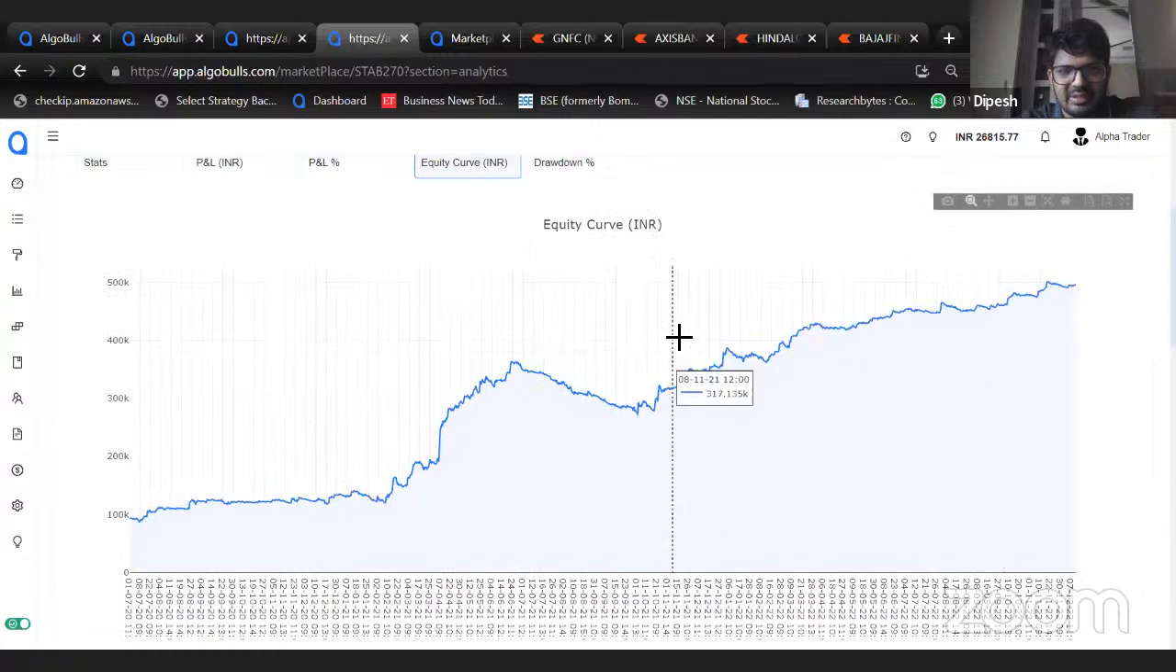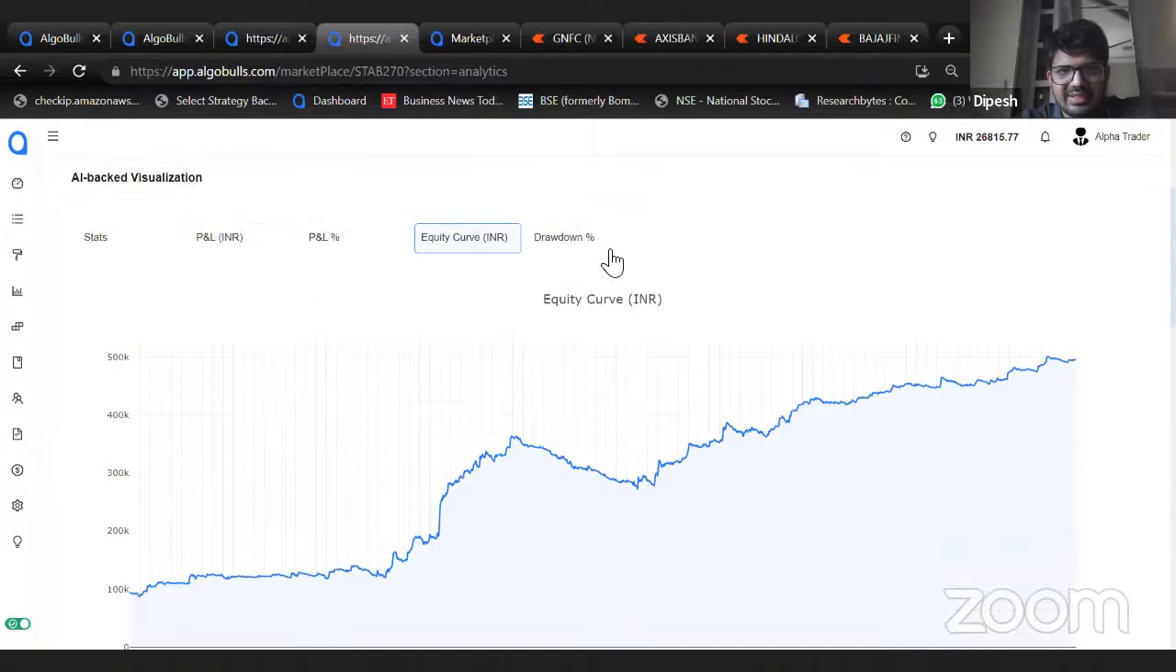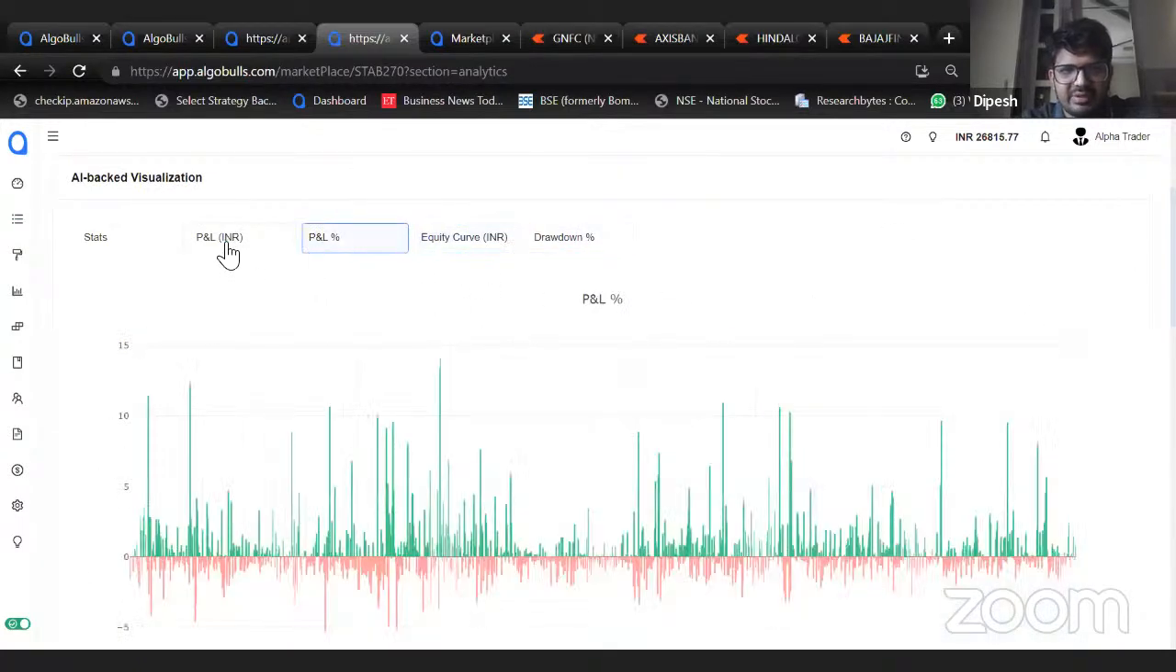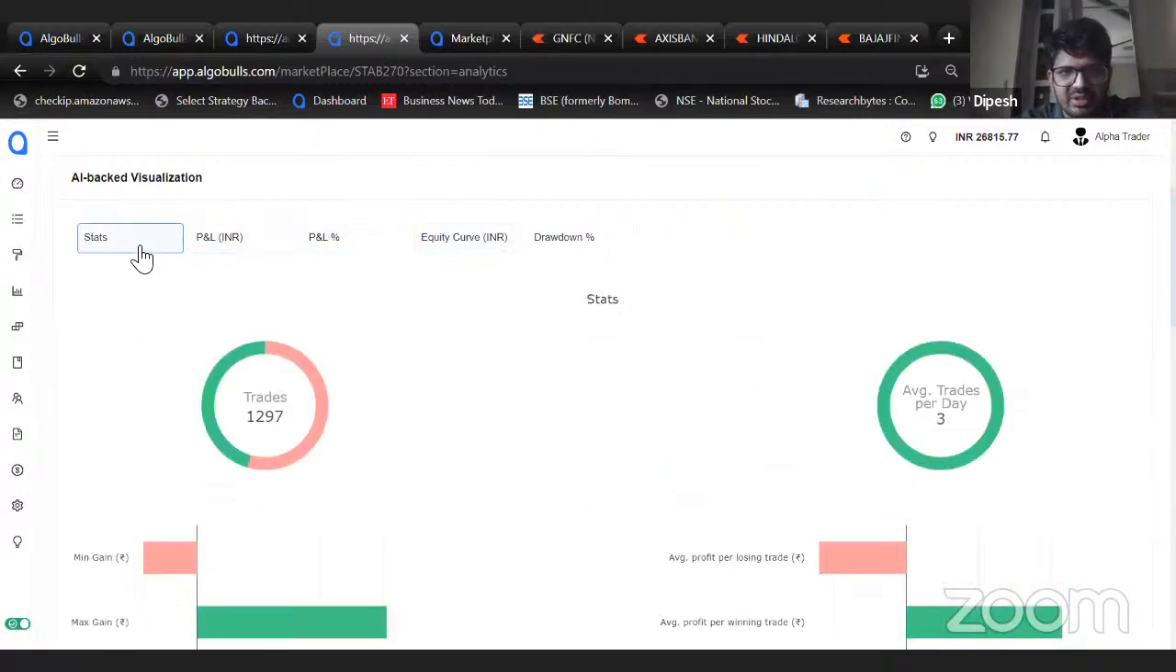Here you get to see how your account has expanded from 100,000 to 500,000, 1 lakh to 5 lakhs in last 2.5 years. So what they are asking is specifically not there, but still we have kept enough information for them to take an informed decision.